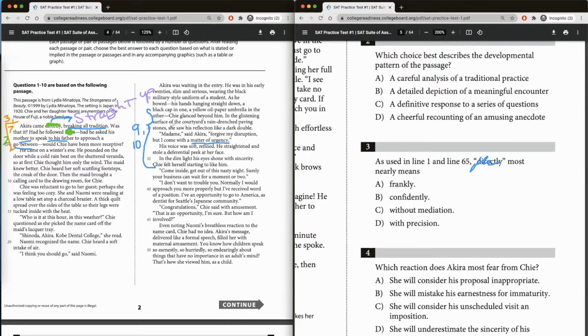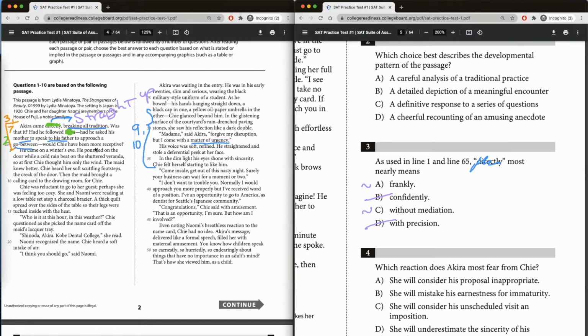So, okay, well now, which one of these could mean straight up? Well, he came, okay, I guess frankly could mean that. Confidently is not what we're looking for. Without mediation could also mean straight up, so we're going to leave that alone. And then with precision is not it, because that's not really the right vibe of what we're going for.